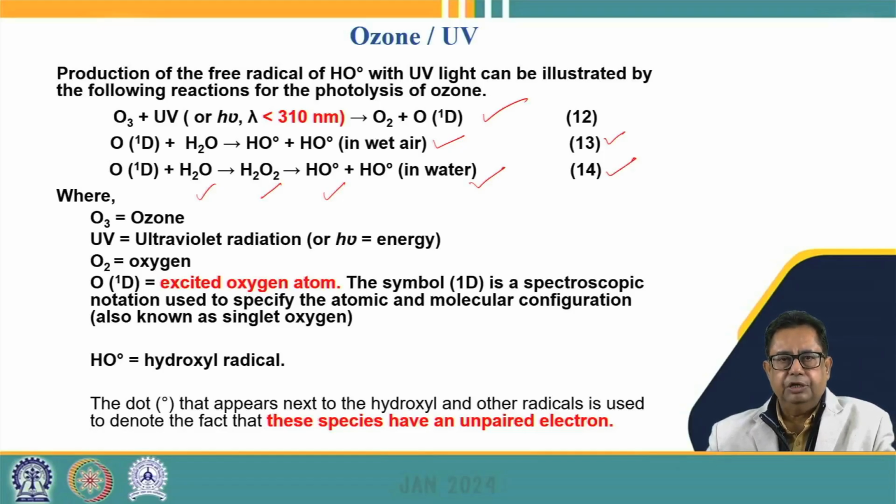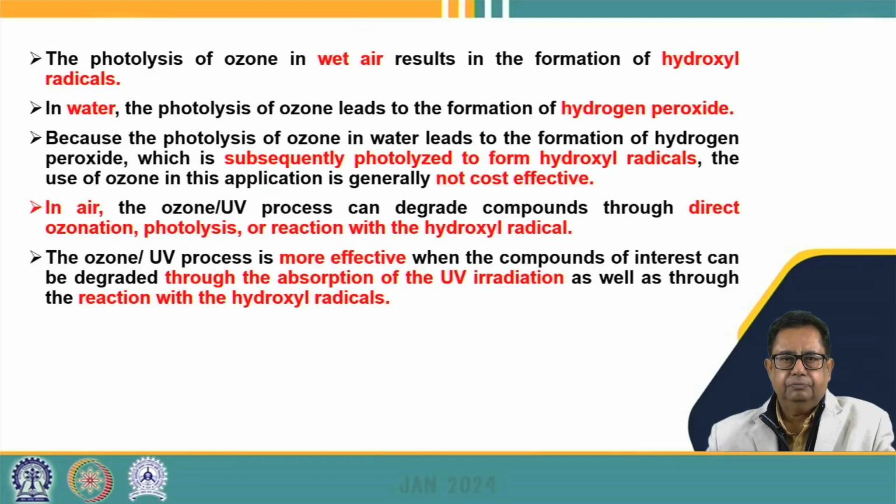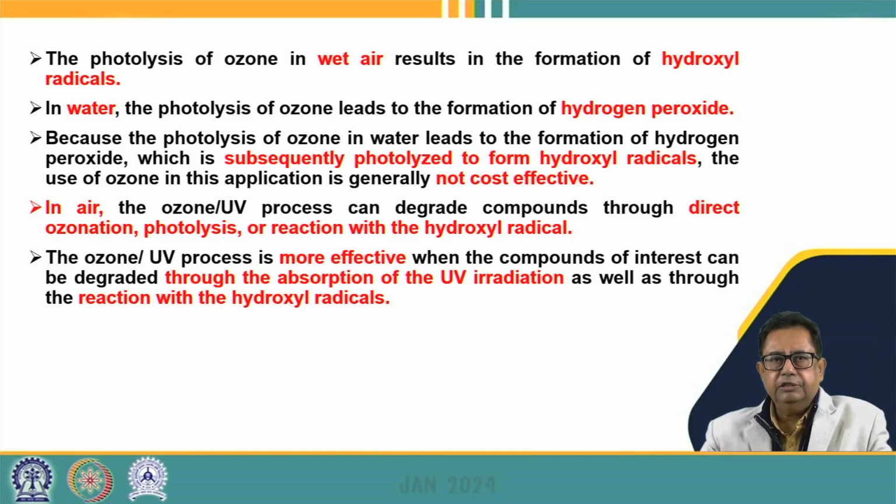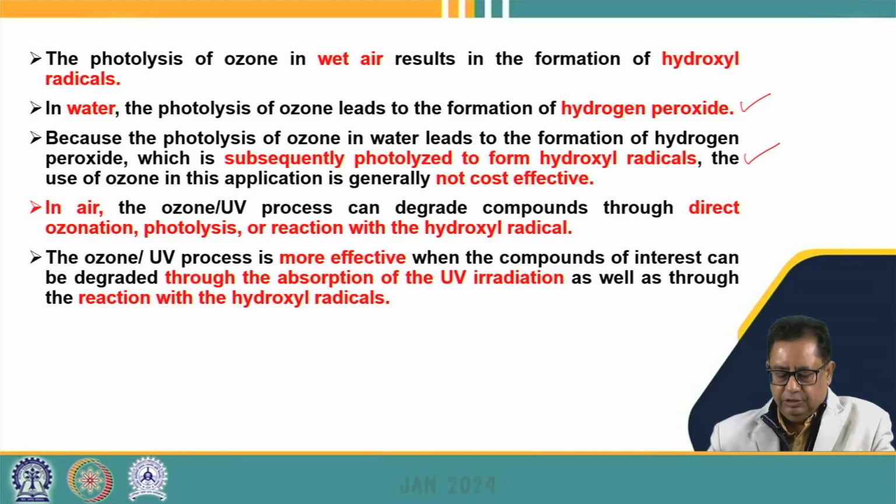So in this way, we can have the generation of •OH radicals from the ozone present in water when it is irradiated by UV light. We can see that the photolysis of ozone in wet air can result in the formation of hydroxyl radicals directly. Whereas in water, it first leads to the formation of hydrogen peroxide, and then later the hydrogen peroxide can be photolysed for the formation of hydroxyl radicals. So use of ozone in water may not be very cost effective, right? In air, it can basically get directly ozonated also.